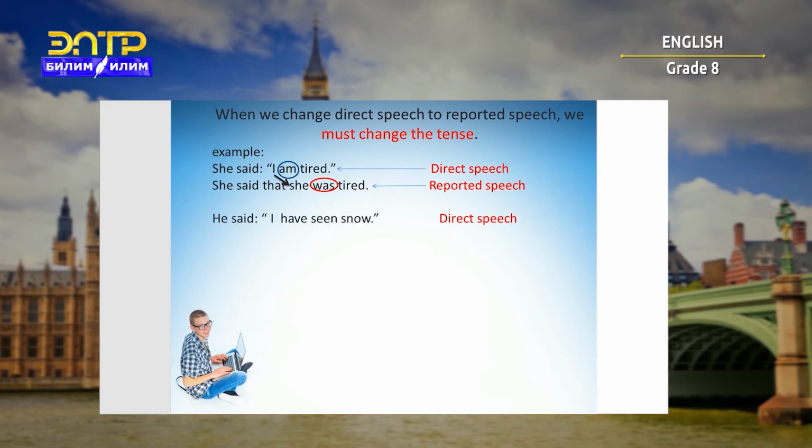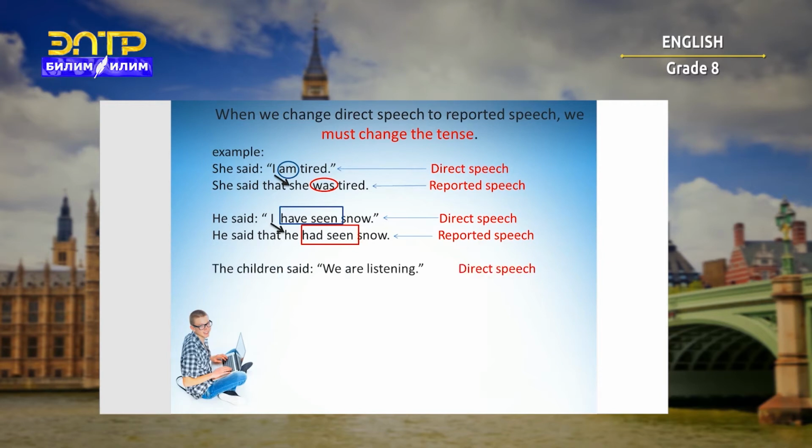One more example. He said, "I have seen snow." It is an example of direct speech. What did he say? He said that he had seen snow, and it is an example of reported speech. What are the changes? We can see that present perfect changes to past perfect, and I changes to he. Let's continue. Now let's look at one more example.